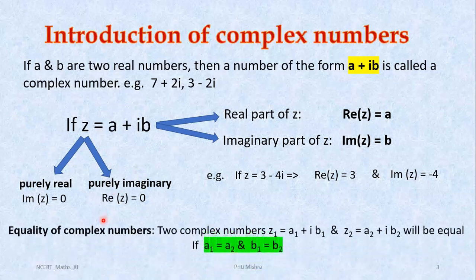Now, if we have two complex numbers like z1 is equal to a1 plus ib1 and z2 is equal to a2 plus ib2, then these two complex numbers will be equal if a1 is equal to a2 and b1 is equal to b2. Means their real parts will be equal independently and their imaginary parts will be equal independently. Only then will these two complex numbers be equal. So these are the conditions for the equality of two complex numbers.